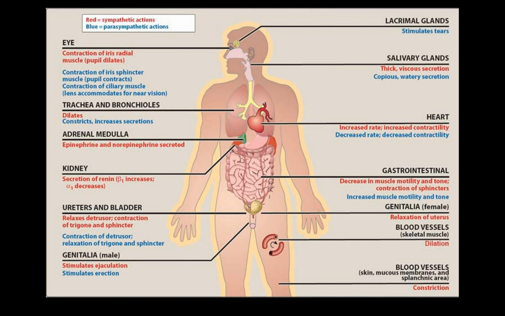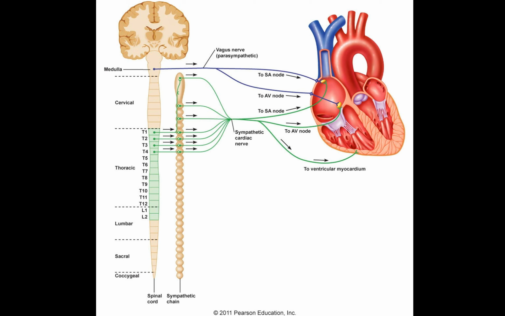We'll give you this comparison again about the function of the sympathetic and parasympathetic, and the autonomic control of the heart. As we said, the difference is that both sympathetic and vagus supply the SA node and the AV node, but the sympathetic supplies ventricular myocardium also.